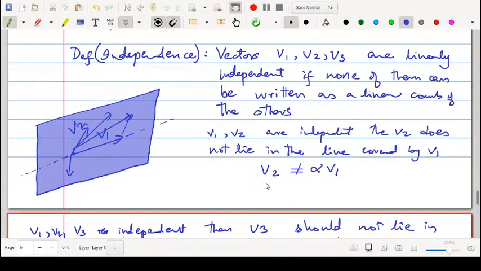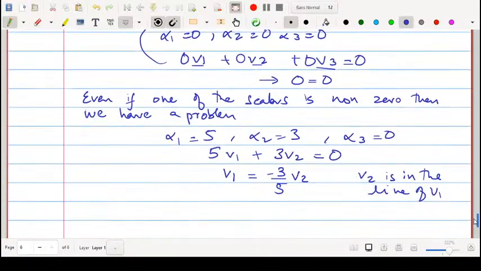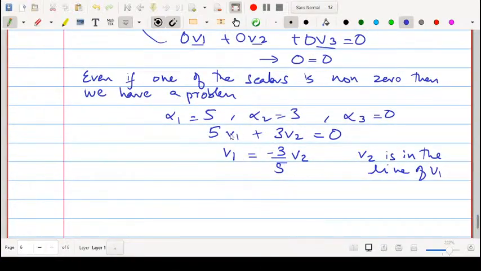We didn't want v2 to be in the line of v1 or v1 to be in the line of v2, right? That's something that we wanted to avoid. So even when you have two non-zero scalars, you have a problem.